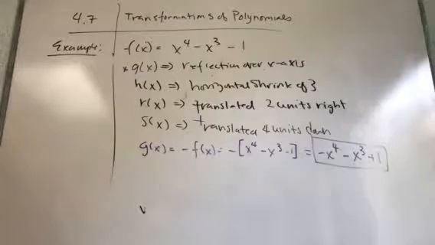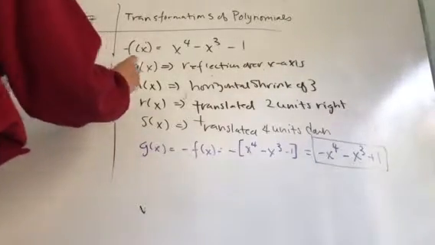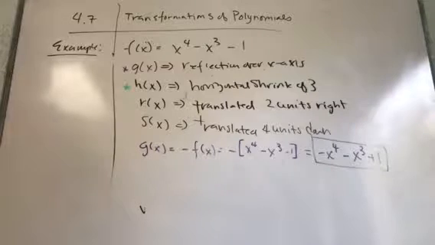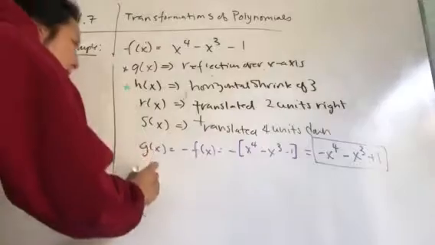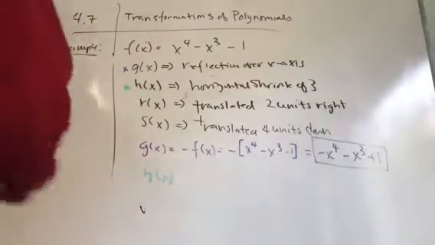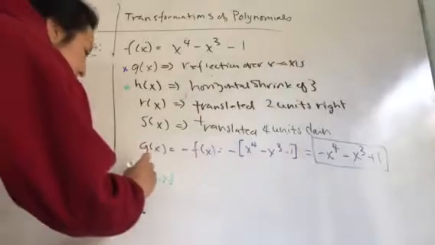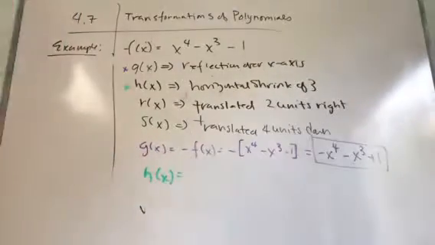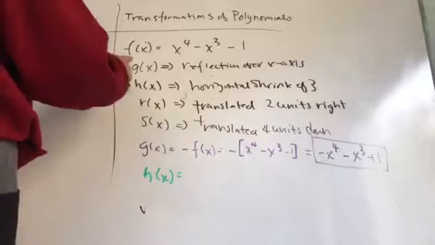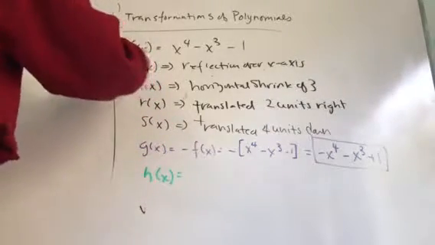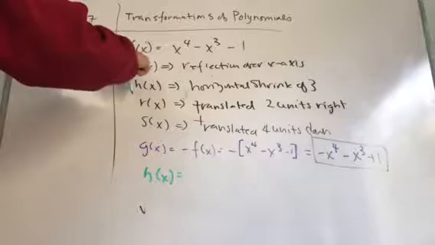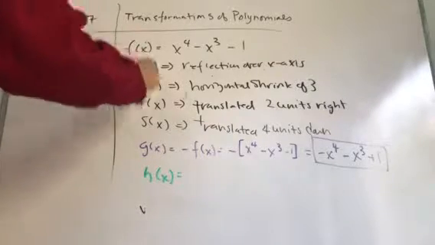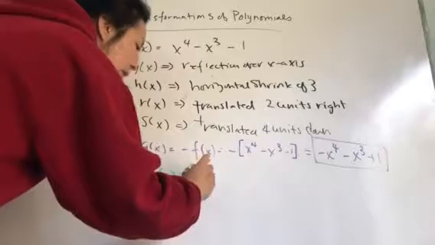The next transformation that we're going to take a look at is h of x, and they're asking us for h of x to do a horizontal shrink of 3. And the horizontal shrink, remember, if we want to do a horizontal shrink of 3, we need to consider, hold on, let me switch pens. So let's say we have h of x. What we're going to do is take f of x and multiply the interior x value by 1 over 3. So it's going to be f of 1 over 3x.